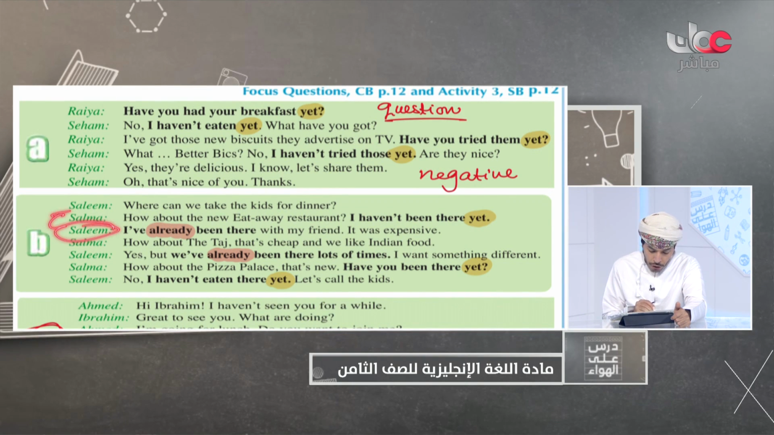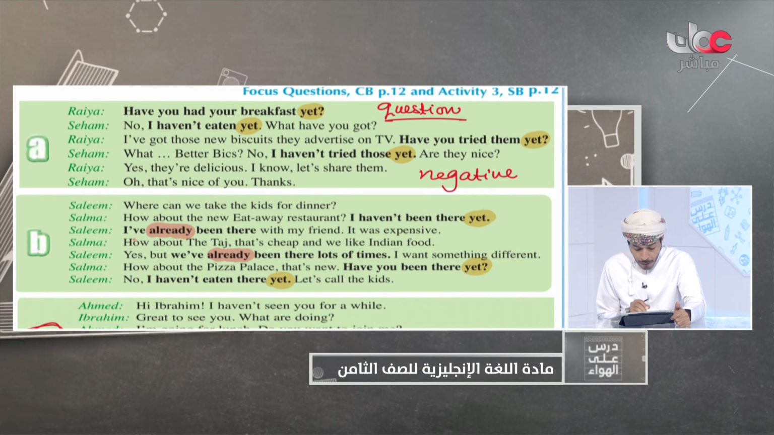Salim answered Salma. He said, I have already been there. I did that. I went there previously. Good, guys? So already means what? It means previously, or that you have already done that thing. Good, guys? I have already.